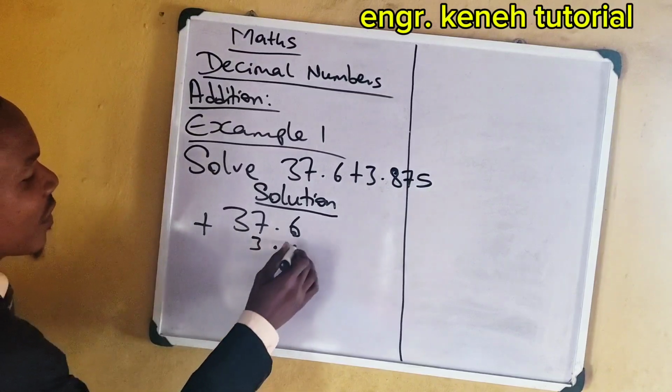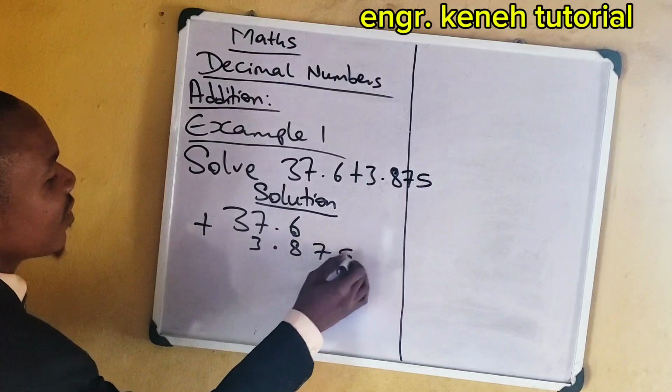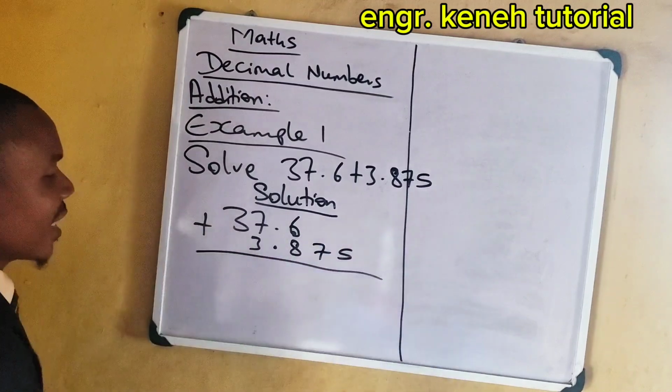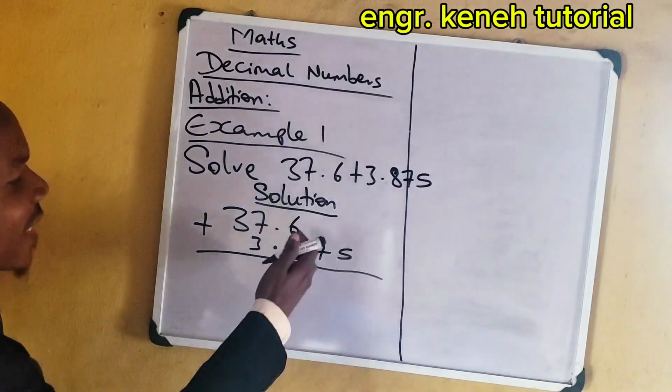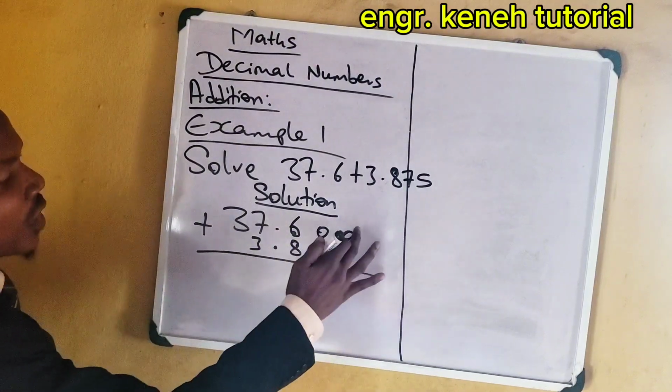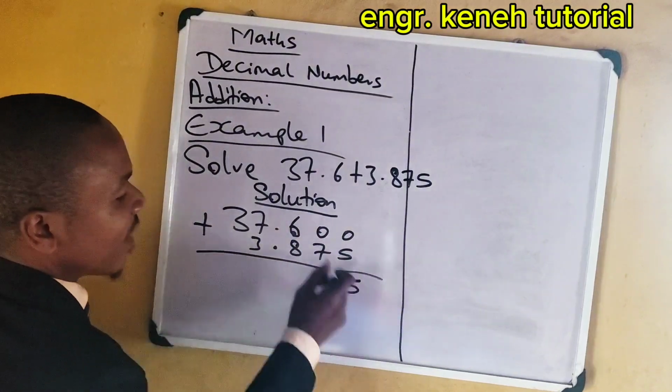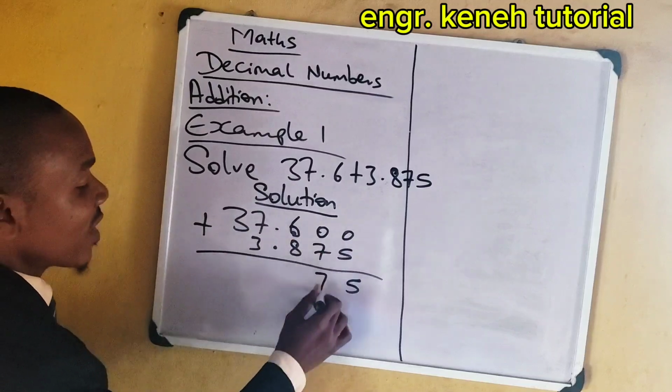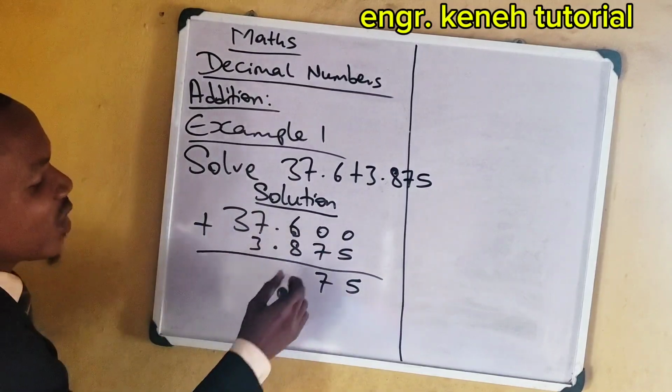You have this, you have this, and you have that. Can you see that? That is how to write this. When you look at this now, nothing is here, so you fill with 0. All right. So you do your addition. 0 plus 5 will give us 5. 0 plus 7 will give us 7. 6 plus 8 will give us 14.